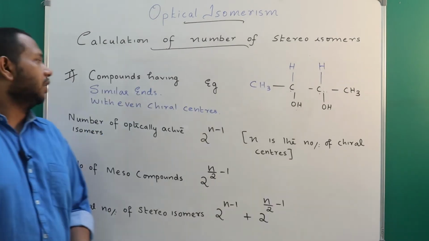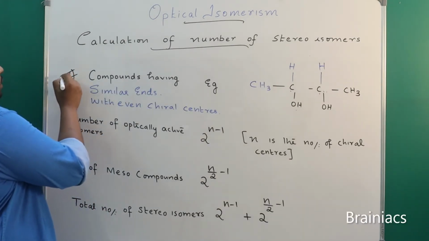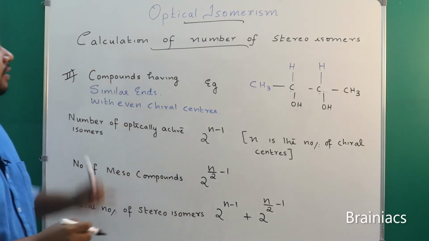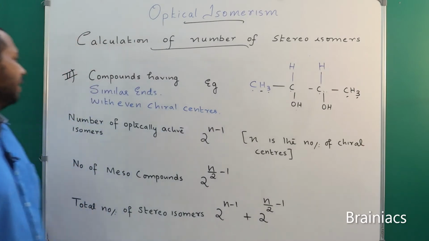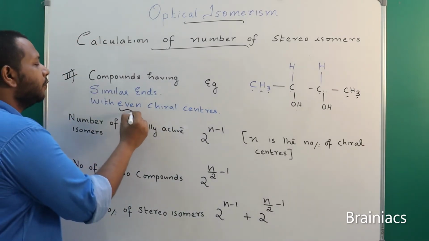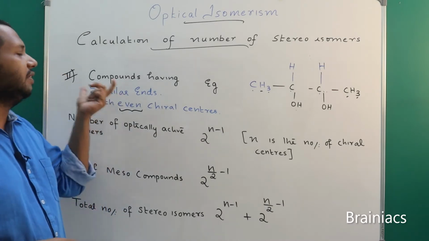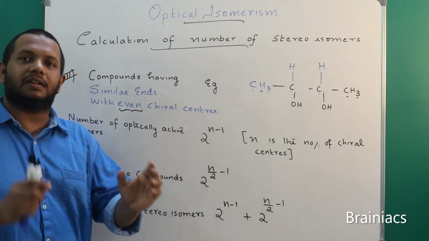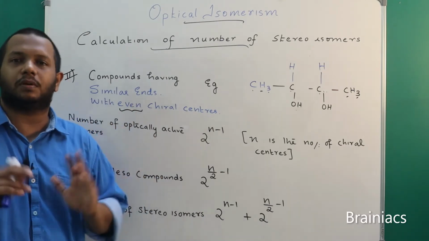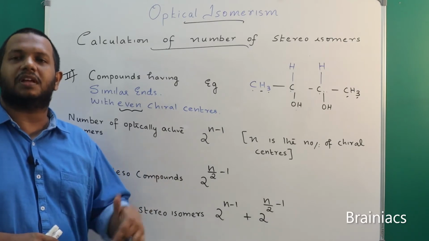Next I am going to explain the second case here, that is compounds having similar ends. You can see here similar ends, here also CH3. Similar ends with an even number of chiral centers. Then you can ask me one doubt here: Sir, why can't it be with dissimilar ends, even and odd number? It is possible. But whenever it is dissimilar, the number of meso compounds is always 0. So there is no point in discussing even and odd numbers of chiral carbon atoms.